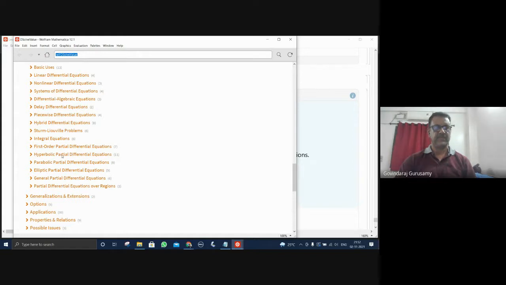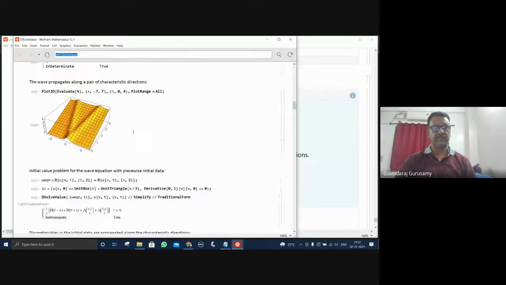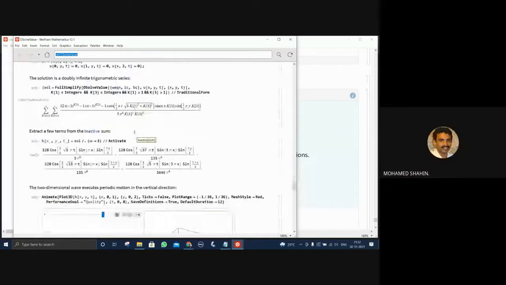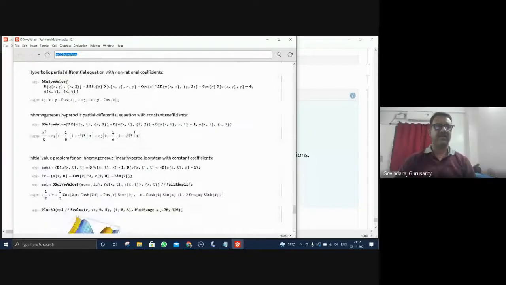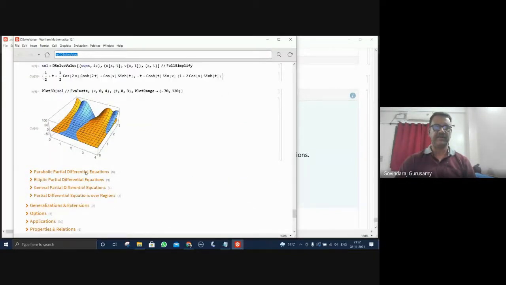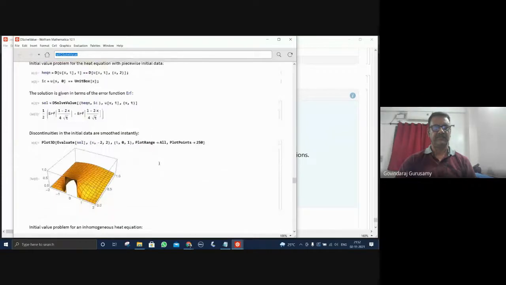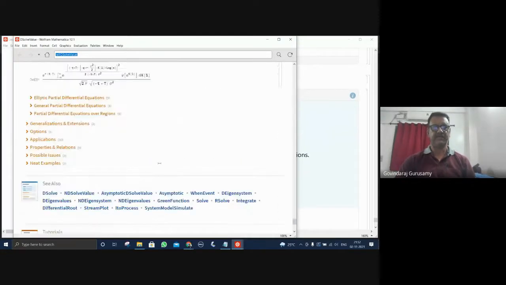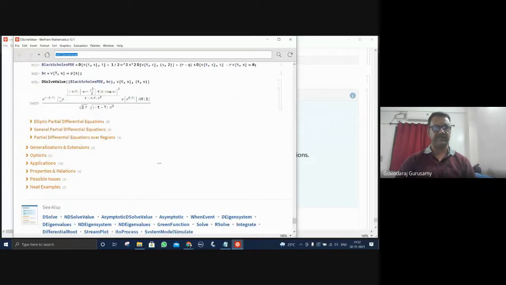Okay, select this hyperbolic, then look at how many systems have been given. All are already built into Mathematica. So much has been done. That's what I said. It's a big area on its own. Most of the things are available. The only thing is we should understand and grab it and use it for our computation purposes. That's all. General partial differential equation, partial differential equation over regions.